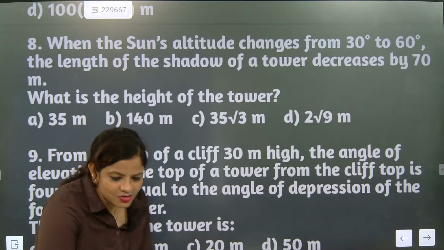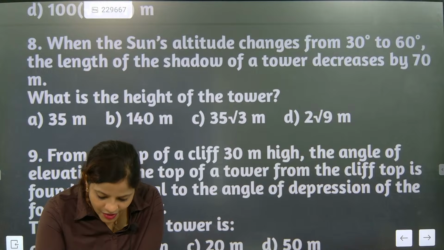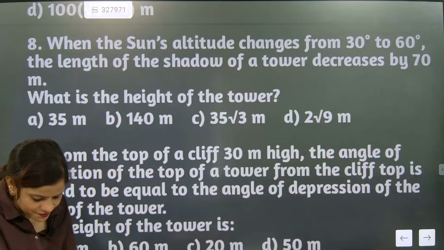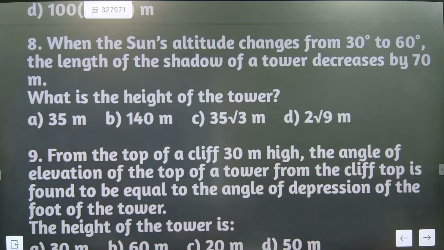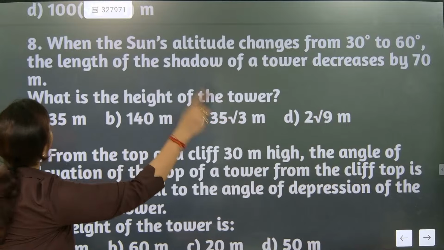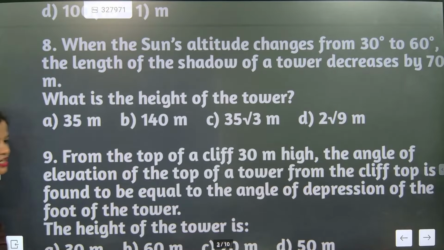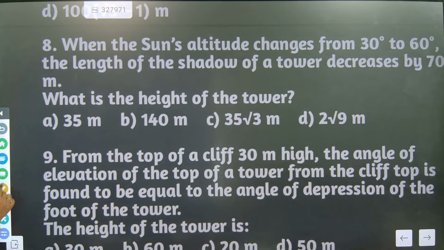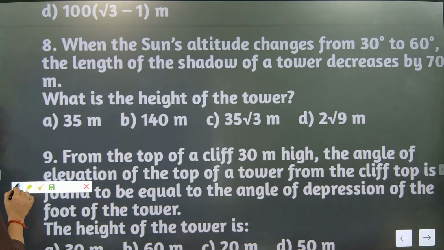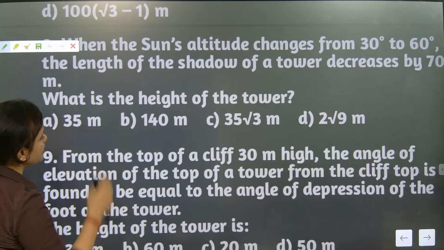Okay, I got answers also. First is Vishwa, second is Mukundan, third is Maha. I'm repeating the question, beta. When the sun altitude changes from 30 degree to 60 degree. So the sun altitude changes from which degree to which degree? 30 degree to 60 degree.